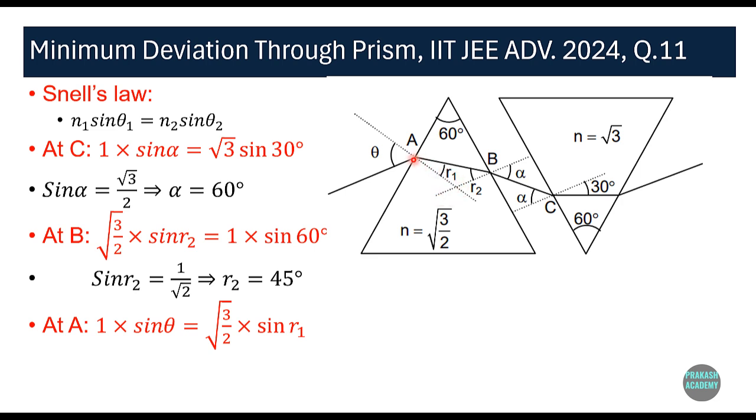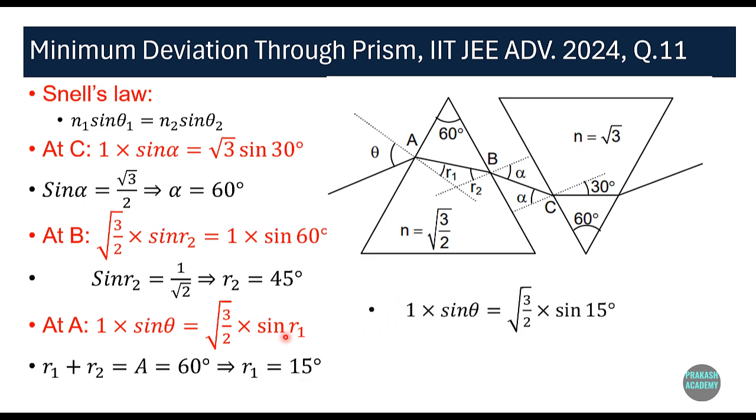Let us apply Snell's law at point A. I can write 1 times sin theta, that is the refractive index on this side is 1 and the angle is theta, and this equals the refractive index times sin R1. We have already said this R1 angle is 15 degrees, because R1 plus R2 is A, which equals 60 degrees, and R2 is 45 degrees, this means R1 equals 15 degrees. So now I can plug R1 equals 15 degrees here. So this is the condition.